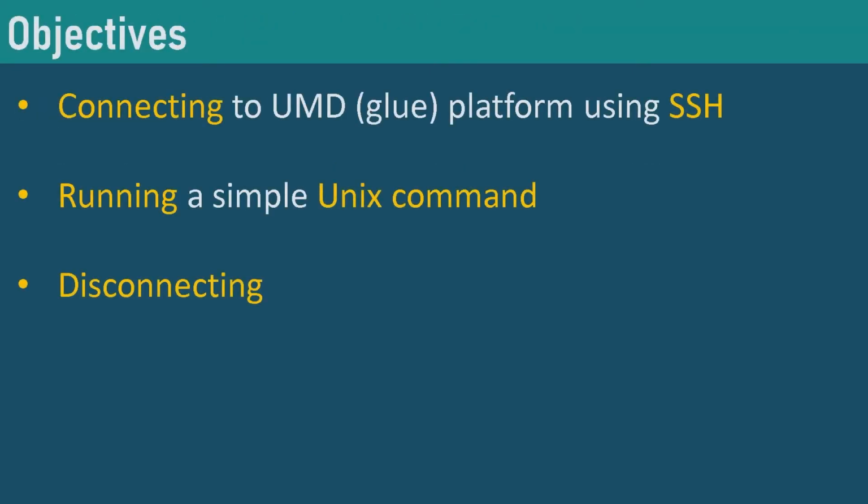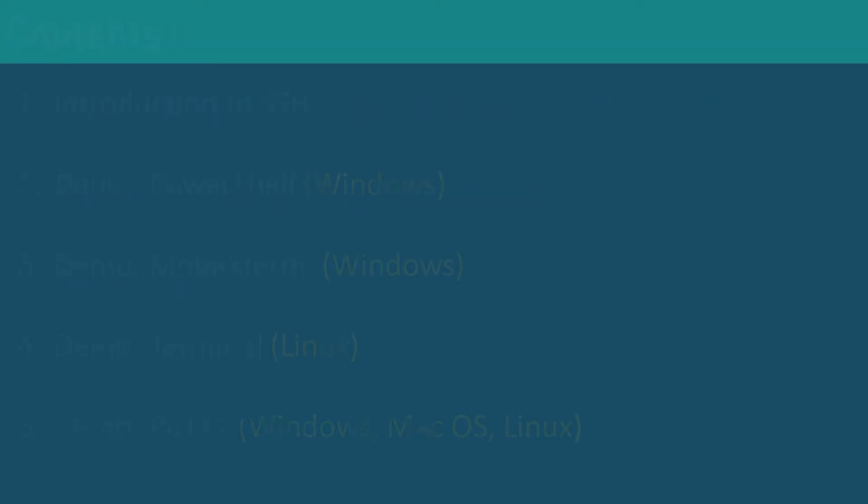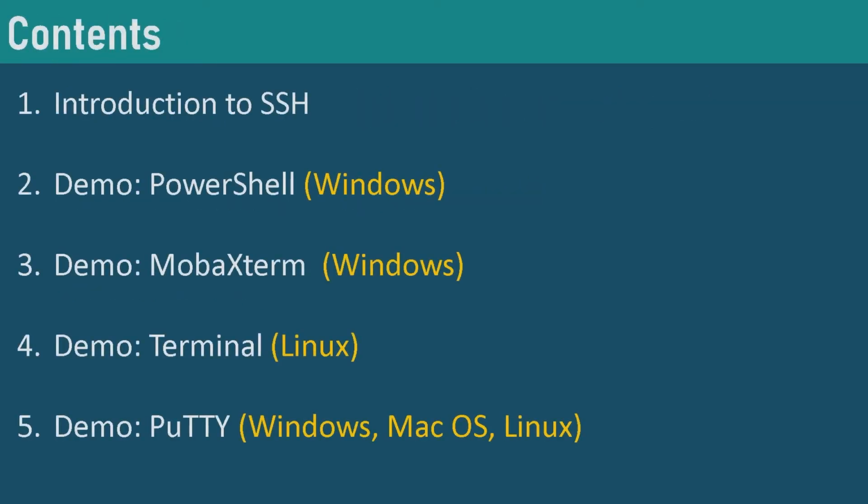Objectives: we're going to use different software to connect to the UMD platform, Linux GLUE, using SSH. Then, we run a simple Unix command, and after seeing the result of the command, disconnect from the server. To begin, we first take a look at the SSH protocol. Then, we look at demos of using Windows PowerShell, MobaXterm, Linux Terminal, and PuTTY.